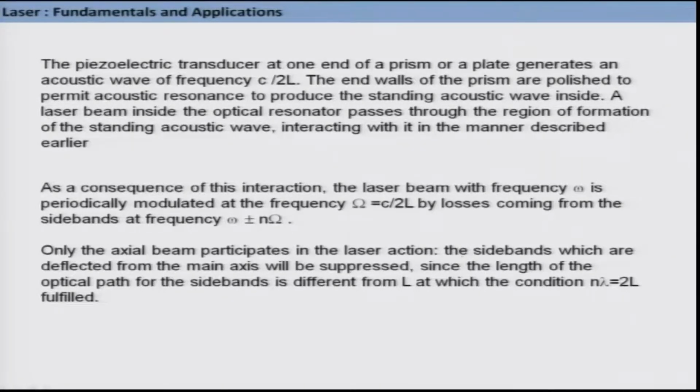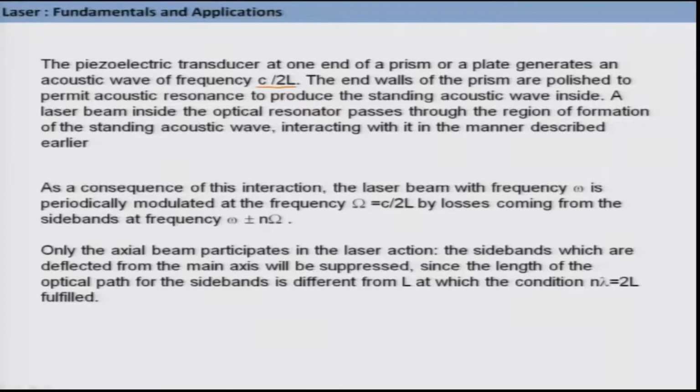So, we have written down here explicitly that the piezoelectric transducer at one of the ends of a prism generates the acoustic wave at a frequency capital omega, and if I choose the frequency capital omega to be equal to c by 2L, where c is the velocity of light, L is the length of the cavity, the end walls of the prisms are polished. It is a practical concern, needed to permit acoustic resonance to produce the standing acoustic wave.